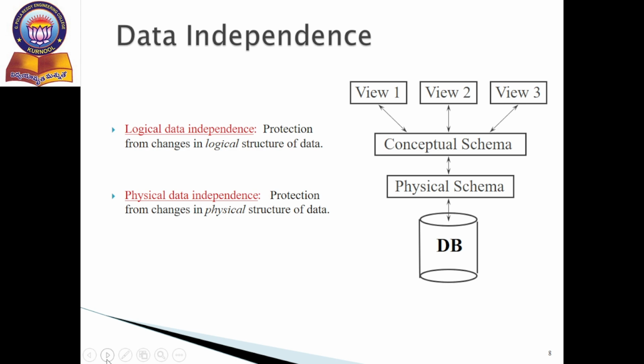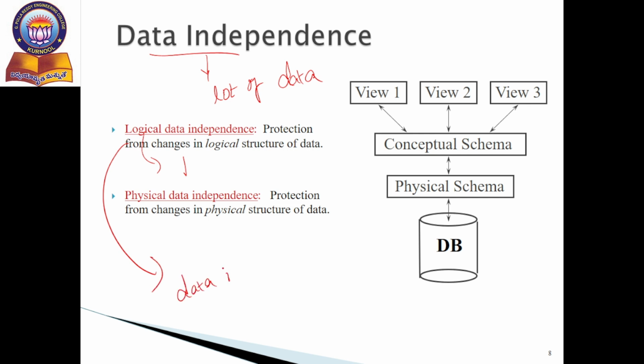Sometimes data independence is explained like this: a database system normally contains a lot of data in addition to the user's data. Logical data means data about a database. It stores information about how data is managed inside.